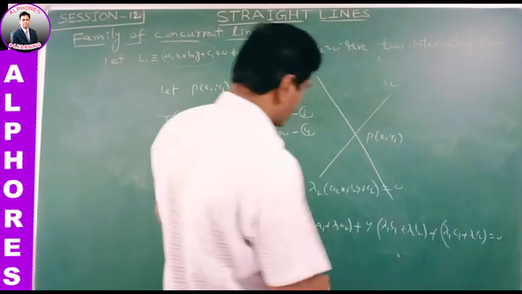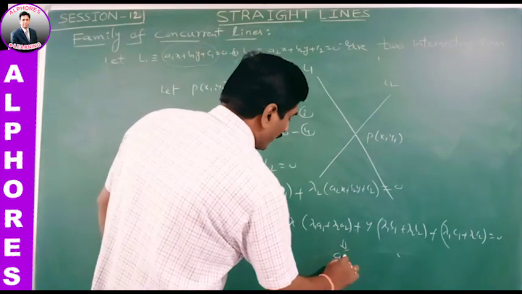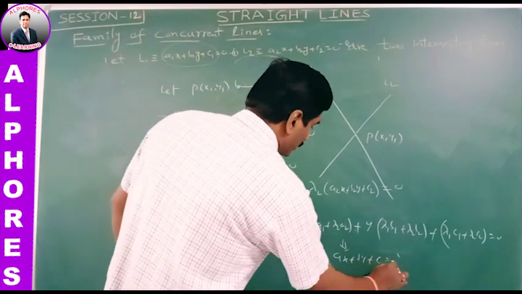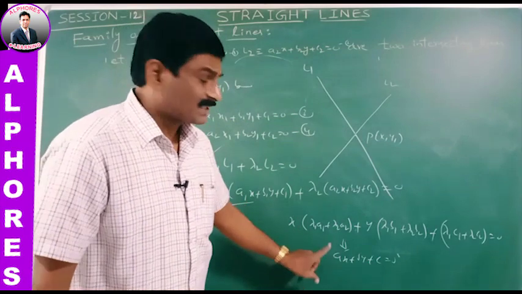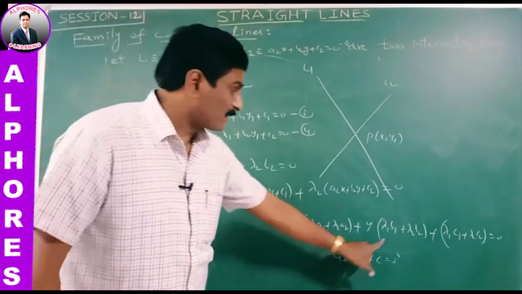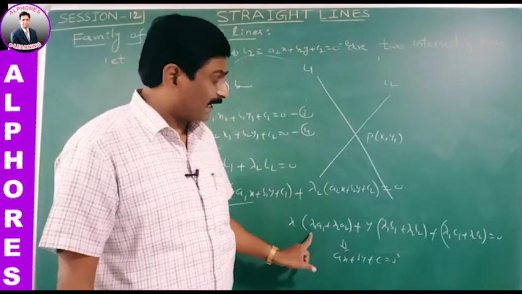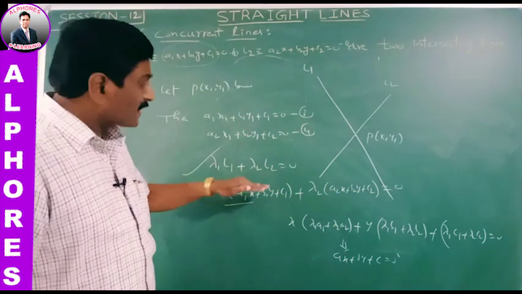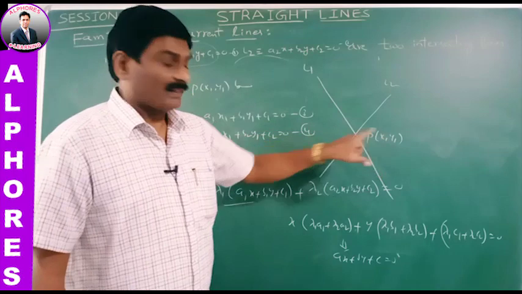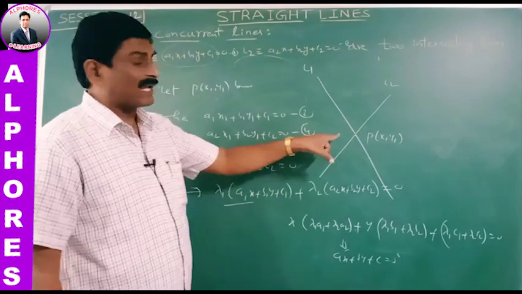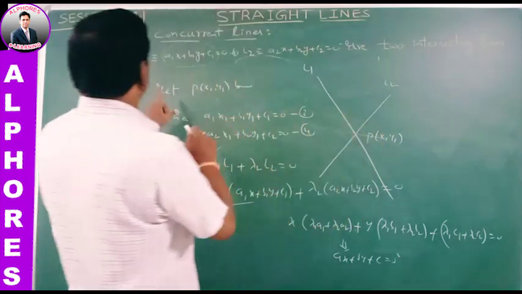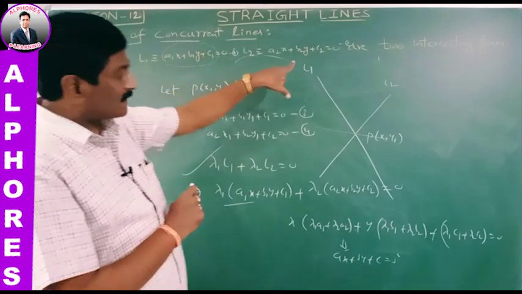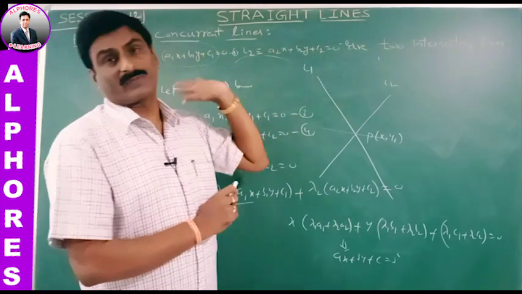Please observe this equation. It is in the form ax plus by plus c is equal to 0, the standard form of a straight line. It is a first degree equation in x and y. This equation always represents a straight line. If this line passes through (x1, y1), then lambda 1 L1 plus lambda 2 L2 is equal to 0 is one of the lines belonging to this family.